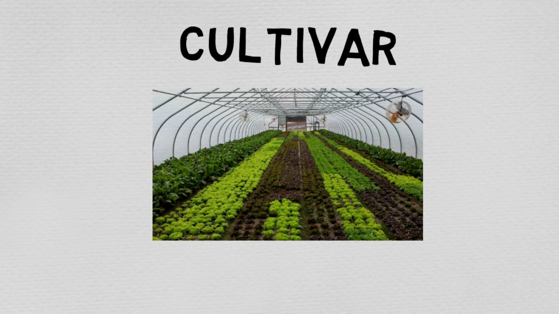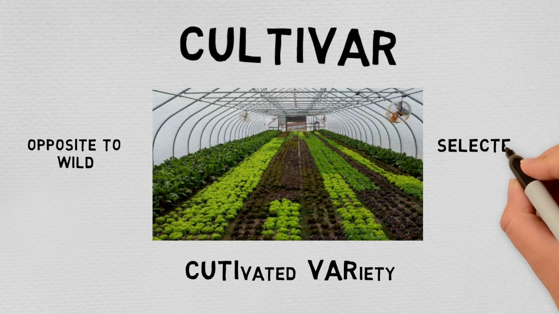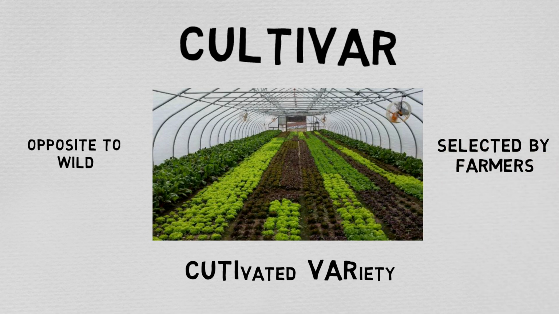Cultivar. Cultivar is a short form of cultivated varieties. A cultivar is not naturally occurring. It is selected and cultivated by humans for its special characteristics and qualities.